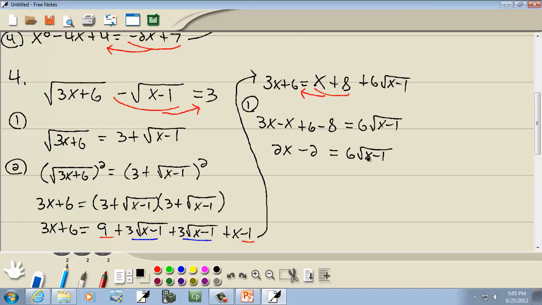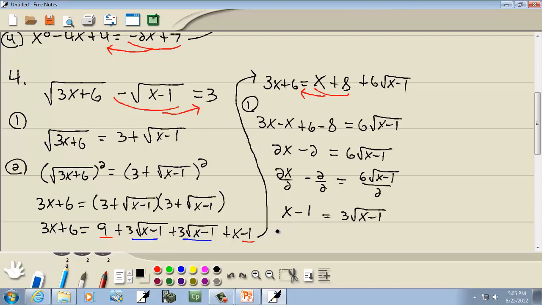Now the radical is not quite by itself, but if I divide both sides by 6, I'm going to create a fraction. And we said we don't want a fraction. But I can make it a little bit simpler. I can divide everything by 2. So I divide that by 2, this by 2, and the right side by 2. So that's going to give us x minus 1 is equal to 3 square root of x minus 1. Okay, that's as close as we're going to get to getting it by itself.